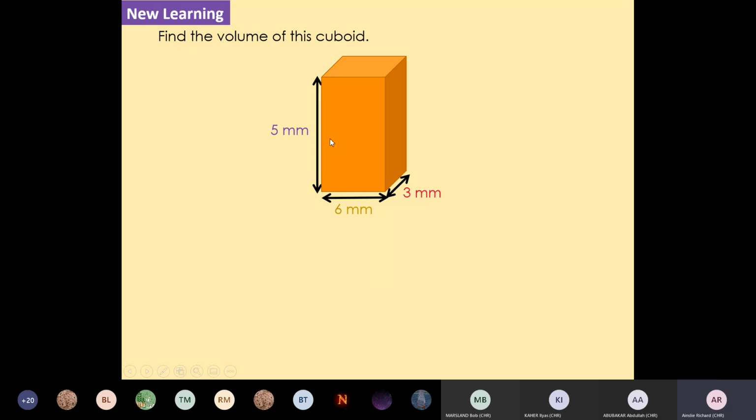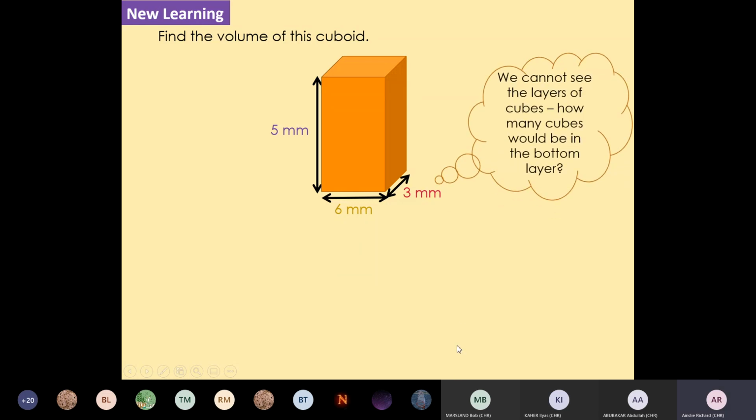You maybe look at this shape and think that the height is wider than the base, even though that says 6 and that says 5. In maths, there are loads and loads of diagrams used which are not to scale. This is just representing the cuboid, so we cannot see the layers of the cubes.